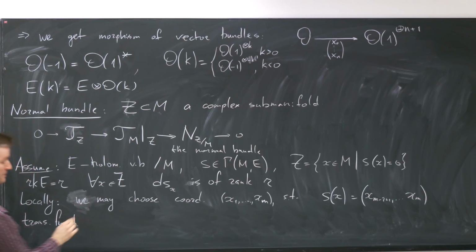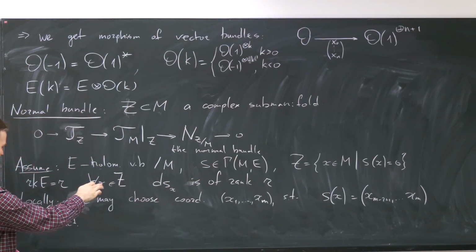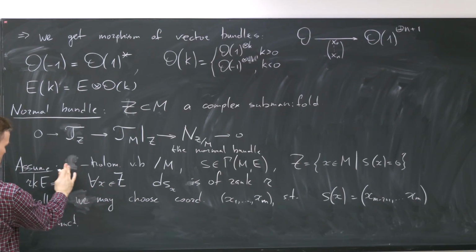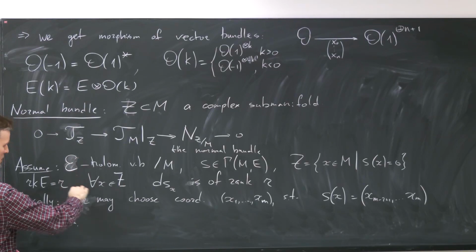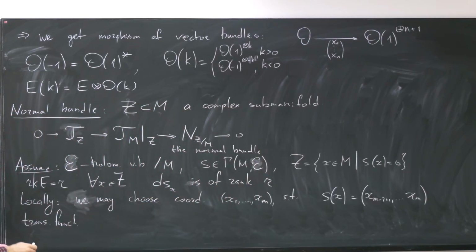Do you want these coordinates to be holomorphic? Yes, the coordinates are holomorphic. Right, so this is holomorphic. Okay, yes, sorry, I haven't written this. So this is the sheaf of holomorphic sections of some E. So let's do it like this.